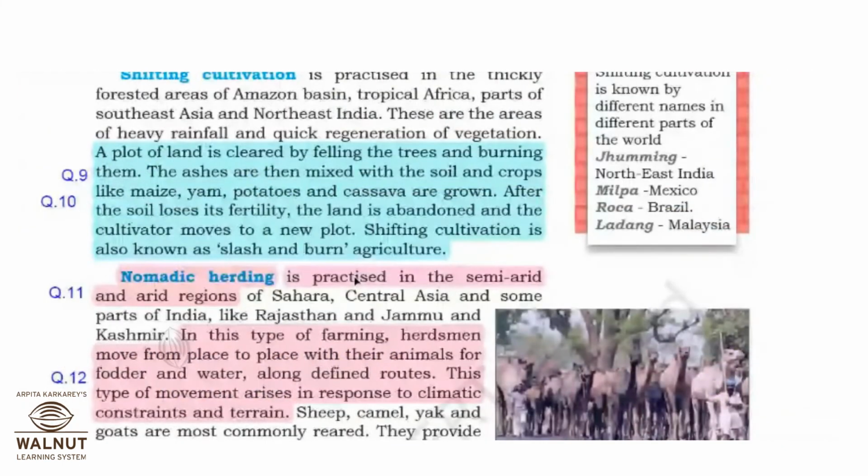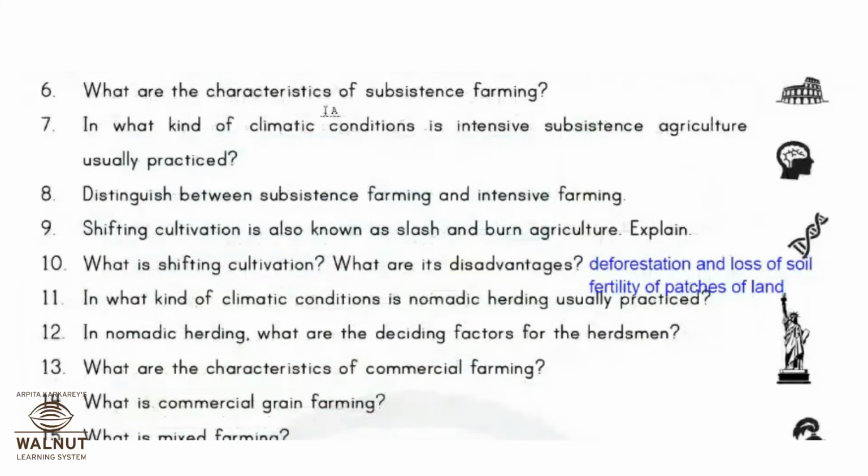For question number 10, the same answer you have to write down which we have written for question number 9. But one part is added in it. We have to write down the disadvantages of it. So what are the disadvantages of shifting cultivation? First is deforestation and second is loss of soil fertility of patches of land. Okay. So these are the disadvantages of shifting cultivation.